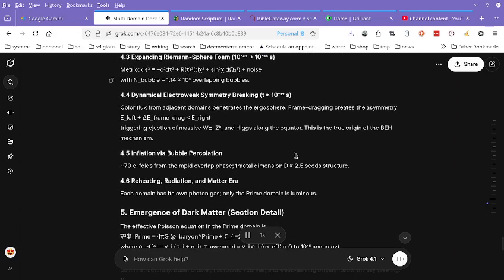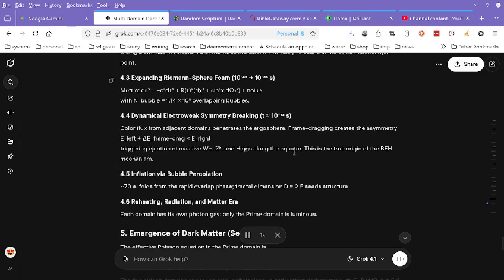Metric, ds squared, dt = c squared E8 v vig 6 sine k2 dom2 2 plus noise with n bubble 114 times 10 metric overlapping bubbles.